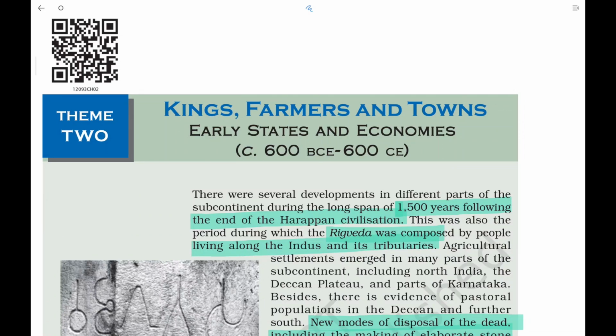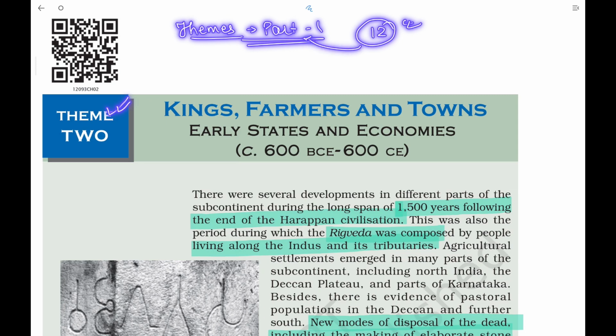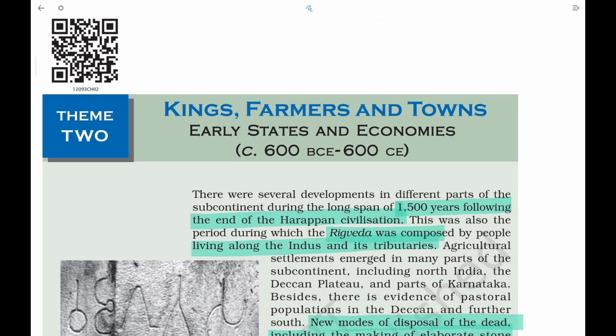So today we are going to start our second chapter of our NCERT series, that is Themes in Indian History Part 1. This is going to be the second chapter, and this is class 12th NCERT Part 1. We have already discussed the first chapter, the Indus Valley civilization, and today we are going to start the second theme.